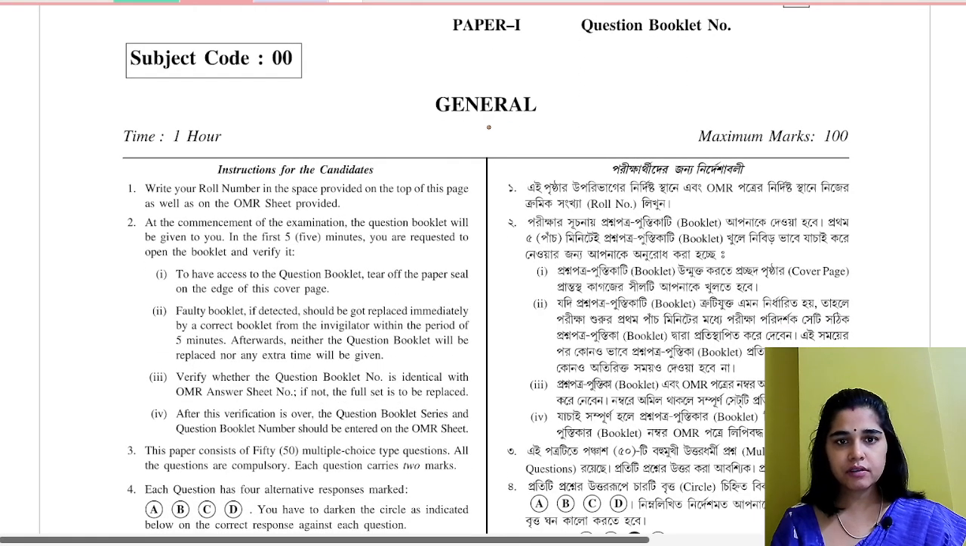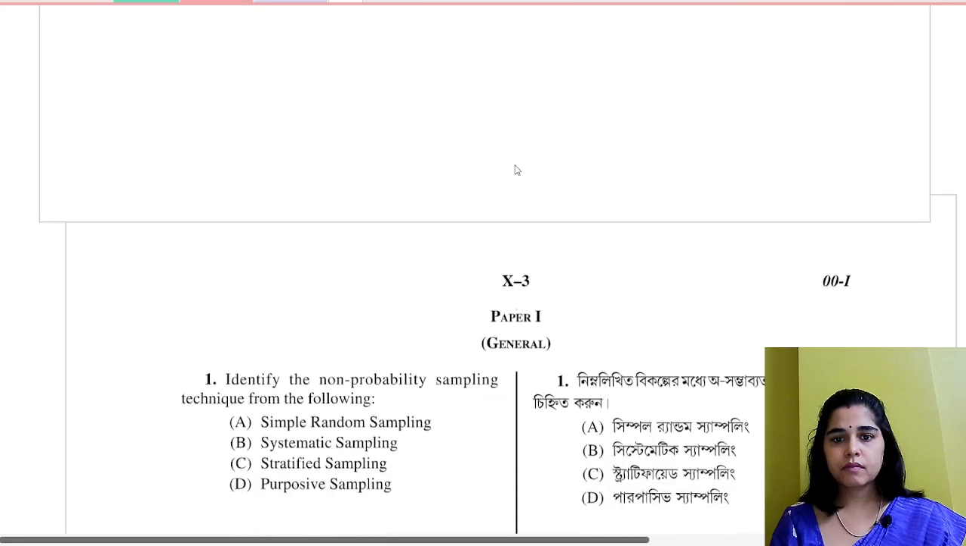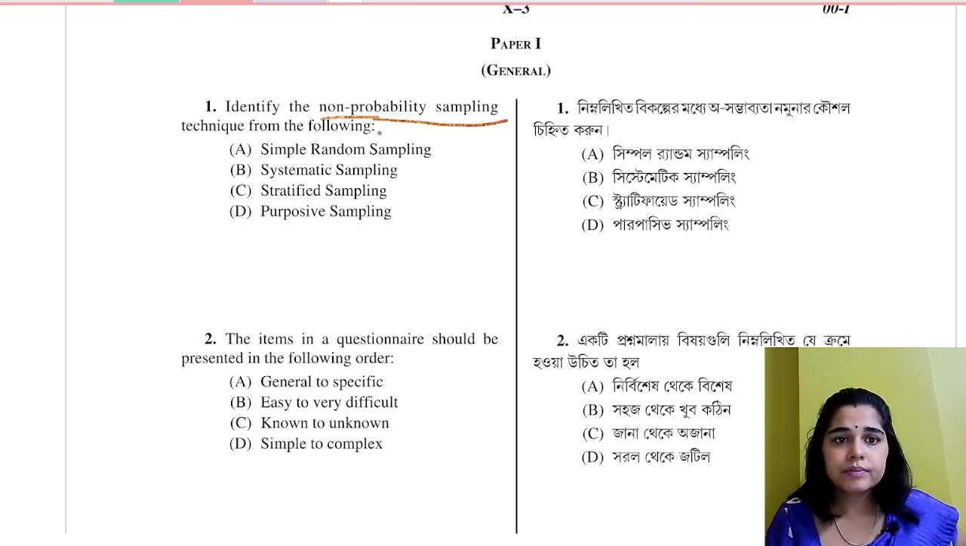So this is general for everybody. This is the first question. Identify the non-probability sampling techniques from the following. Here the question is asking non-probability sampling. So there are generally two types of sampling. One is probability sampling, the other is non-probability sampling.